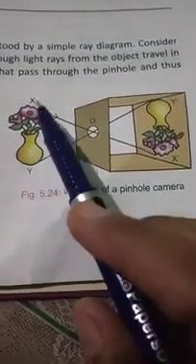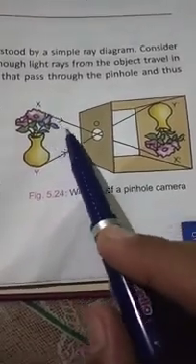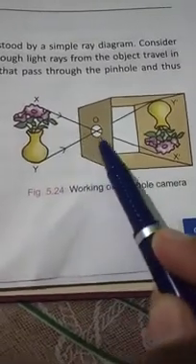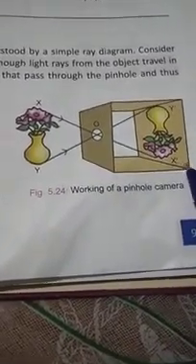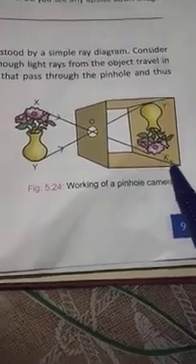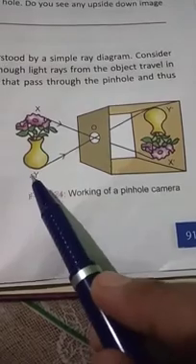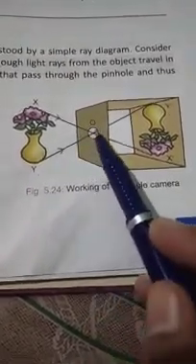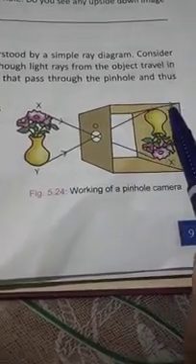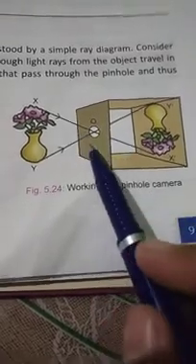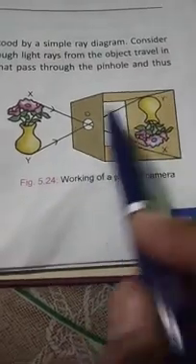Okay, so a ray of light coming from point X travels along XO, where O is the hole. Through this hole it enters, passes through this O and finally falls on the screen here at point X dash. Similarly, a light ray coming from the point Y travels along YO. This light also passes through this hole and goes up to the screen at point Y dash. All the other rays which start from X and Y pass through the pinhole and fall on the screen. Other rays also, but here we are showing you only two rays.